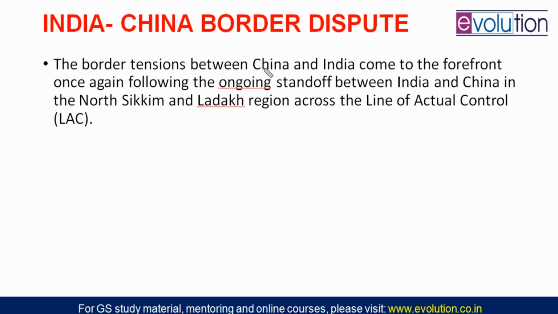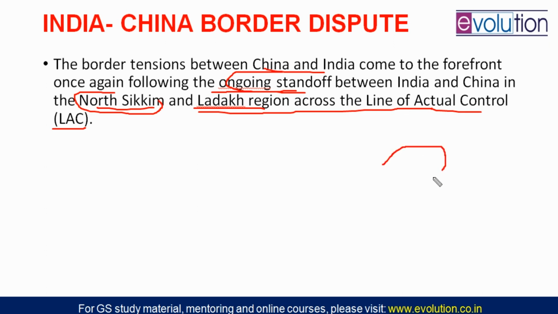The border tension between China and India came to the forefront once again following the ongoing standoff, that is confrontation, between India and China in the North Sikkim and Ladakh region across the line of actual control. In North Sikkim also there is some confrontation, but not that much. Recently the news is more about Ladakh region along line of actual control. Line of actual control is not the real boundary, not a demarcated boundary. This is just a ceasefire line where the army just stopped during the 1962 war. Otherwise India is claiming the entire Aksai Chin region, but the line of actual control is here only. So how can this be the real boundary?